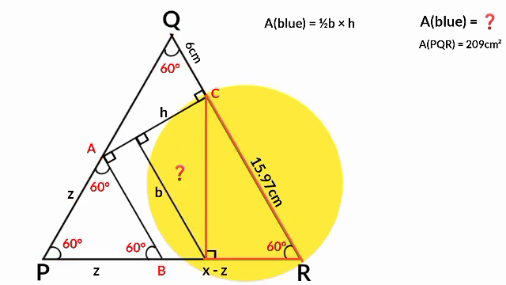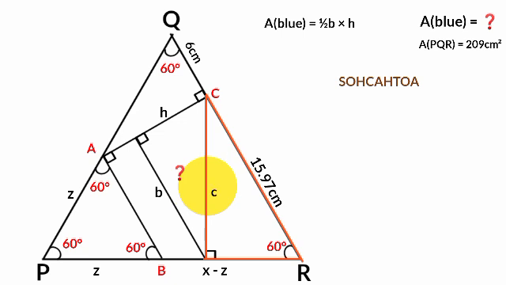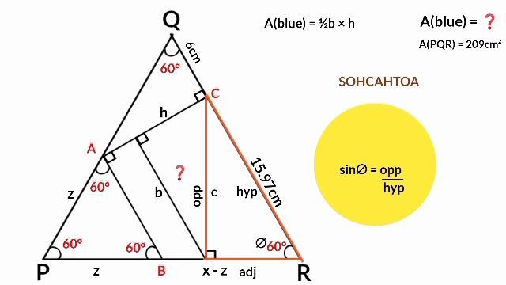Now from this triangle, we can use the circle tool to find the length of this side. Let's say C. Taking this angle as theta, there is opposite, there is adjacent, and there is a hypotenuse. From here, SOH means sine theta equal to opposite over hypotenuse. Theta is 60 degrees, opposite is C, and hypotenuse is 15.97 centimeters. Sine 60 degrees is 0.866. So 0.866 equal to C over 15.97 centimeters.